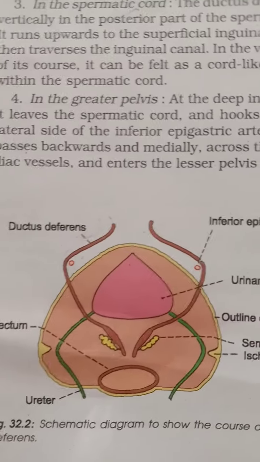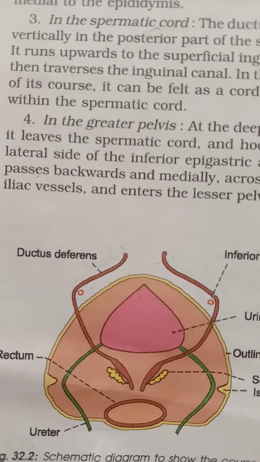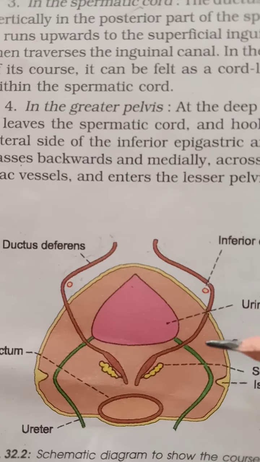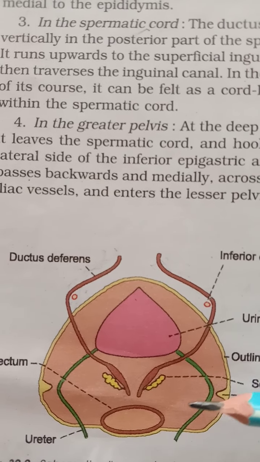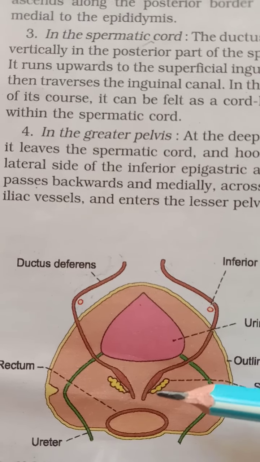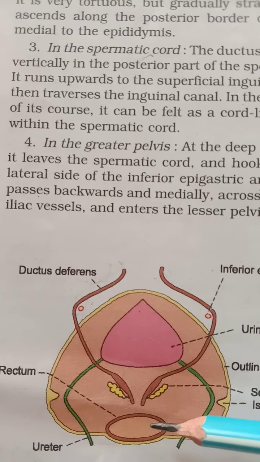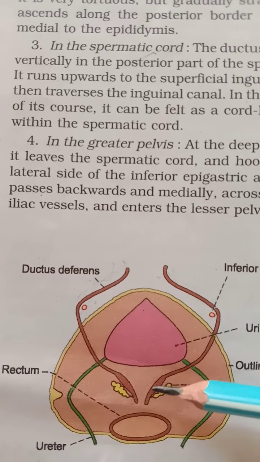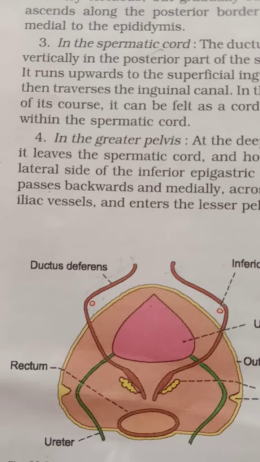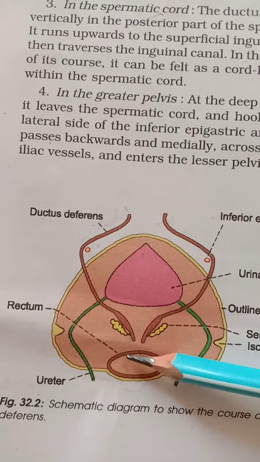Then the internal course of the vas deferens. It hooks around the lateral side of the inferior epigastric artery and passes backwards and medially. Then it enters into the lesser pelvis. Then in the lesser pelvis it runs downwards and backwards on the lateral pelvic wall. So here it passes behind the base of the urinary bladder. So here is the urinary bladder.